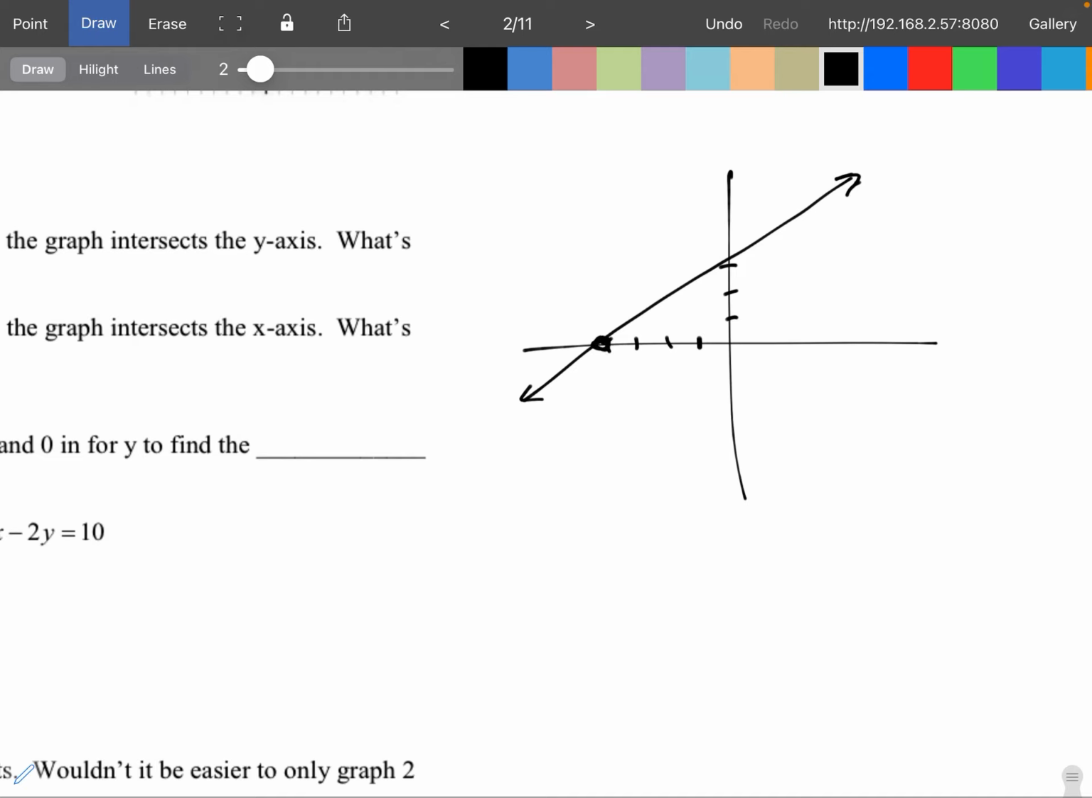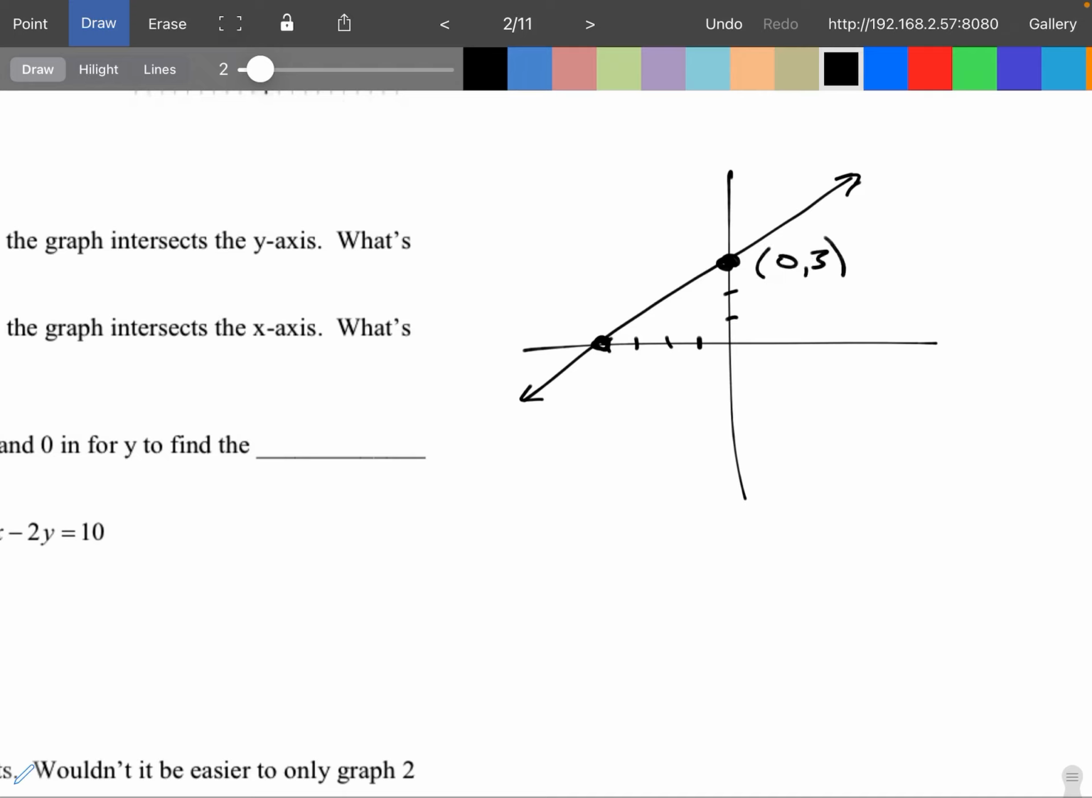So if I drew you a little graph like this, let's say we have a line that goes like this. That was supposed to go right through there and right through here.